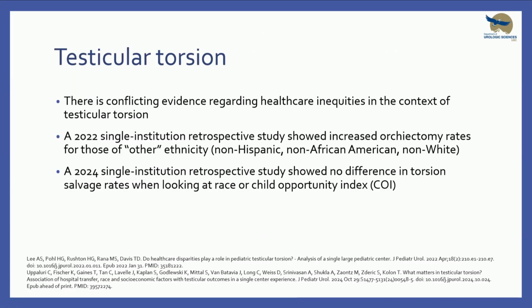When we talk about testicular torsion, which we know is a pediatric surgical emergency, there is conflicting evidence regarding any healthcare inequities in this context. So I was able to find 2 single institution retrospective studies, one in 2022 that showed increased orchiectomy rates for those of other ethnicities, so non-Hispanic, non-African American, non-white, and a 2024 retrospective study which showed no difference in torsion salvage rates when looking at race or child opportunity index, which, if you'll recall, is that area-based index looking at socioeconomic status.